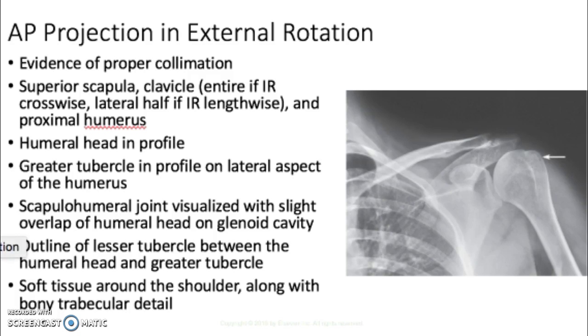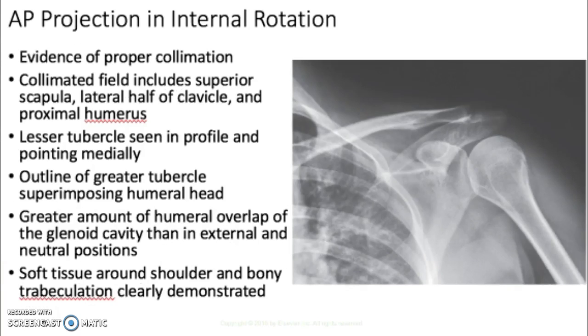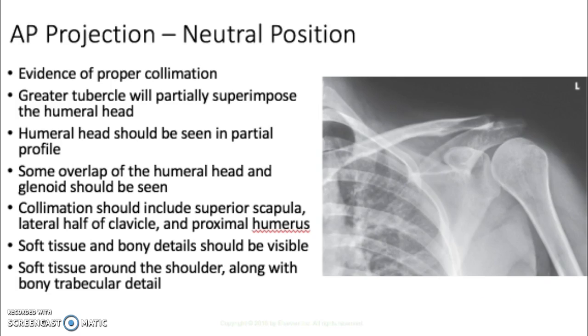Okay, so external rotation, once again, you're going to see the greater tubercle. And the internal rotation, you're going to see the lesser tubercle down here. Let's see what else. The neutral position, you can see probably a little bit of the greater tubercle, but not as much as you do when you've externally rotated.